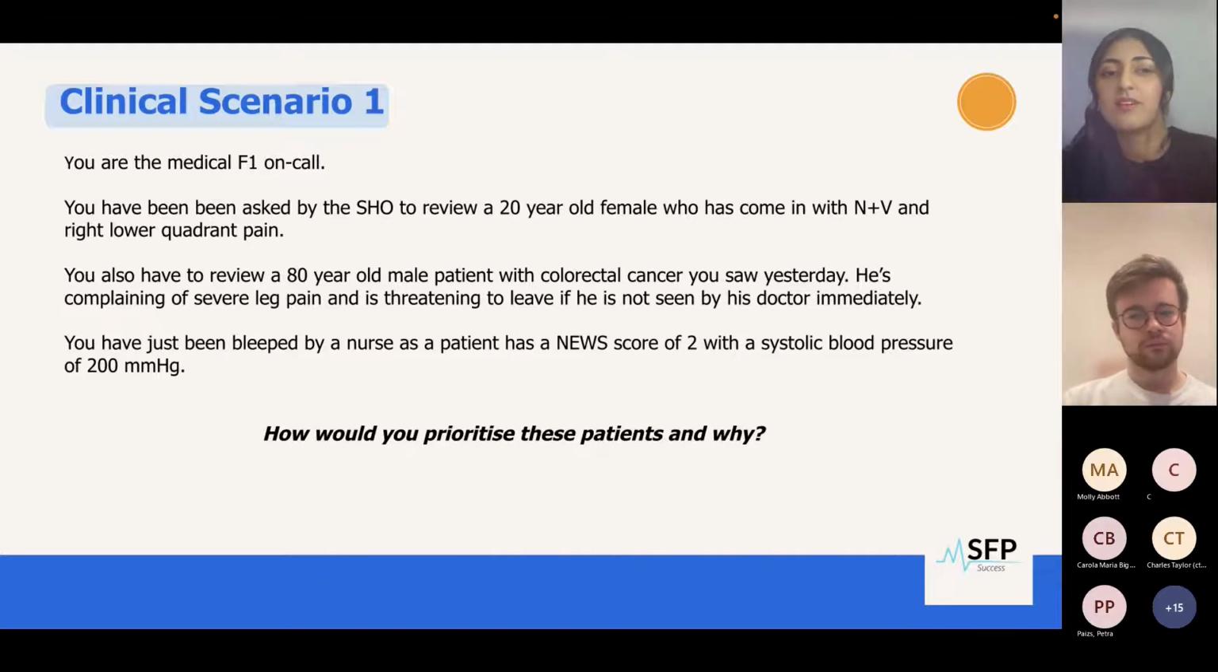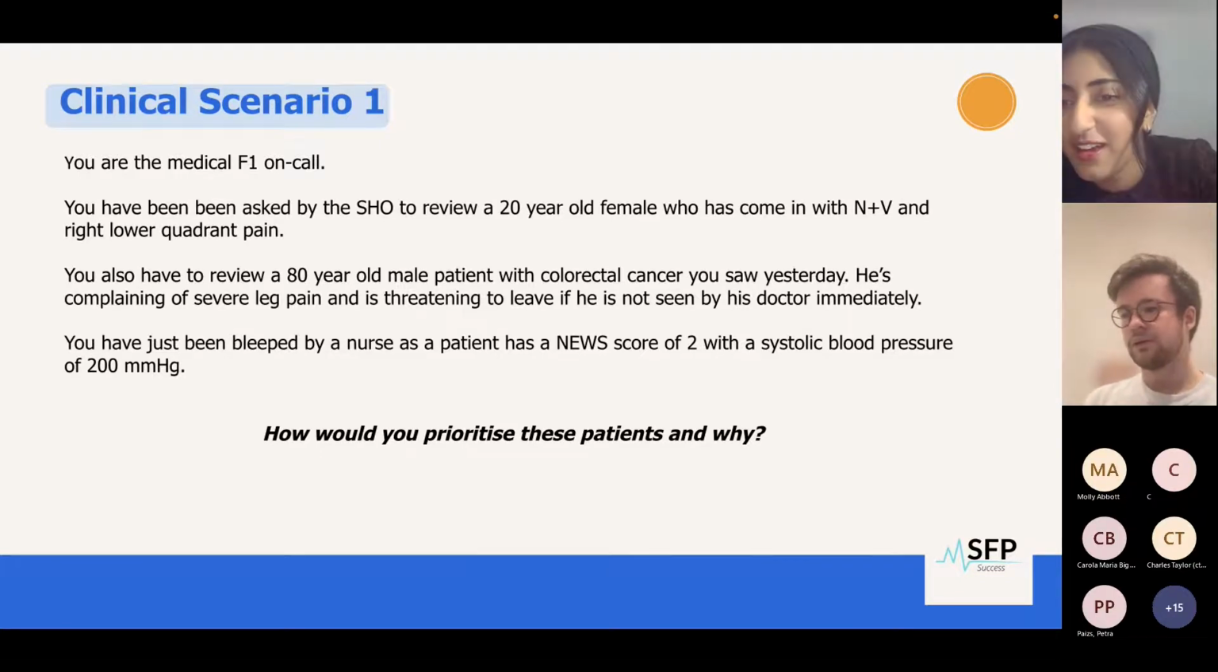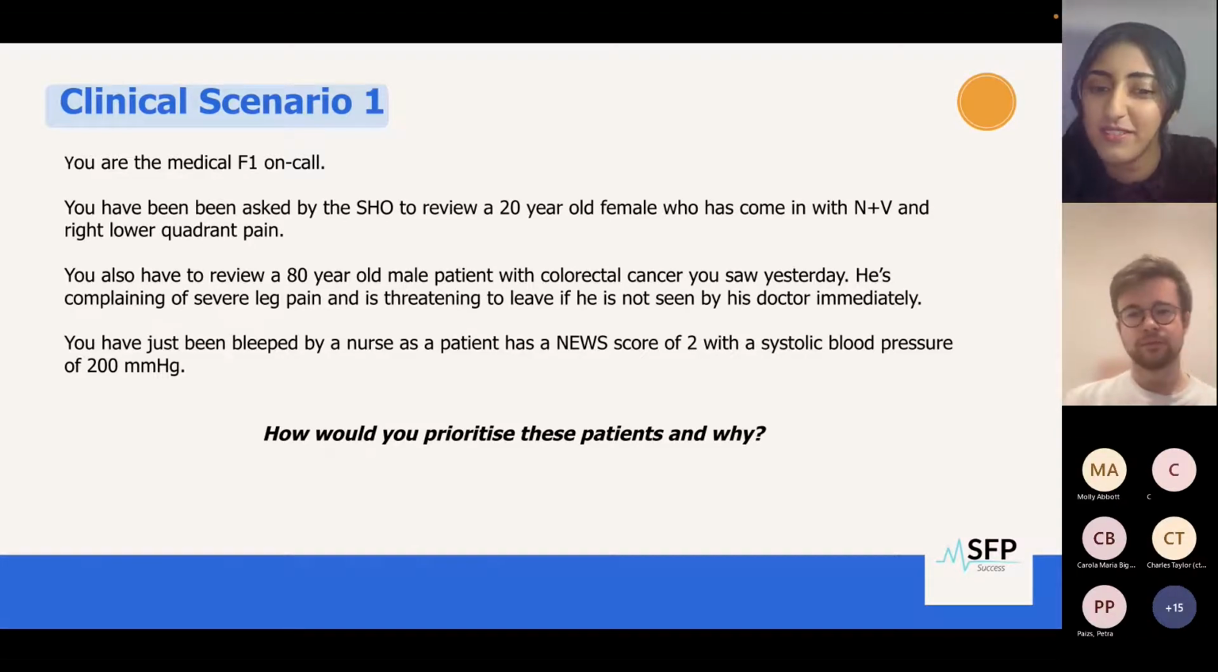Okay, so we'll give it a read, but would anybody like to volunteer to do this? We just want to talk through the things that you're thinking about when you're trying to prioritise any patients. Would anyone like to volunteer? Or I can pick someone. Okay, let's have a look. Is Molly here? Molly, do you want to give it a go?